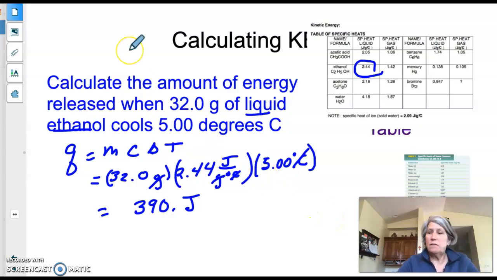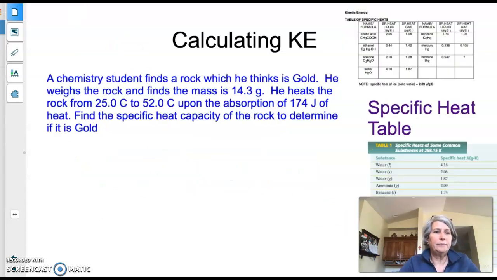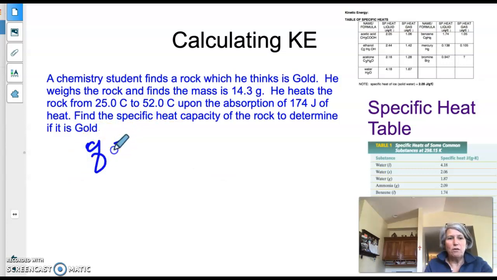Okay? You might also see a problem that looks like this. A chemistry student finds a rock, which he thinks is gold. He weighs the rock and finds that it has a mass of 14.3 grams. He heats the rock from 25 degrees to 52 degrees upon the absorption of 174 joules of heat. Find the specific heat capacity of the rock to determine if it's gold. Okay, all right, well, I can do that. I'm going to use my Q equation. And you know my mantra: show the equation, show the substitution. So here's the equation, and now I'm going to just substitute what I know.